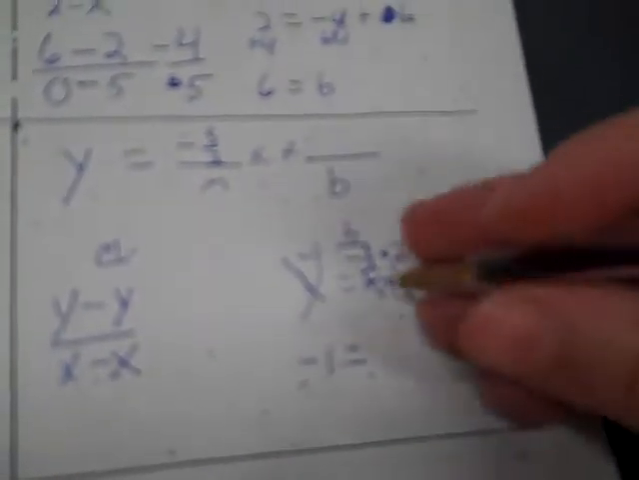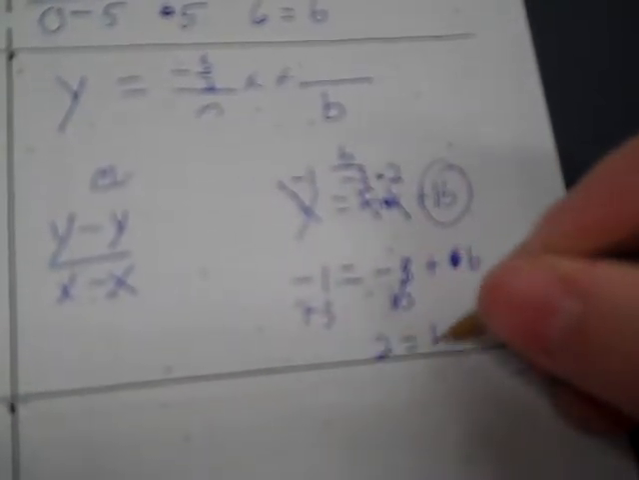Okay, times. And if I'm picking negative 1, I need to pick 2 then for x. So negative 1, negative 3 ABC 2 times 2. I got a negative 3 product. Plus 1b. You can ditch the 1 then. Okay, so add 3. Negative 1 plus 3 is 2, so 2 equals b.